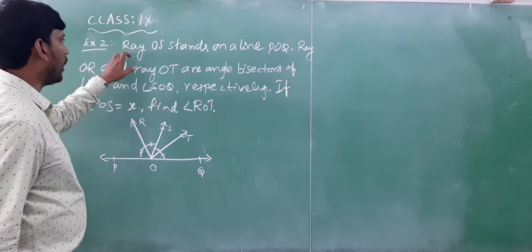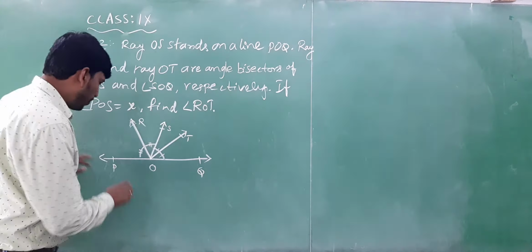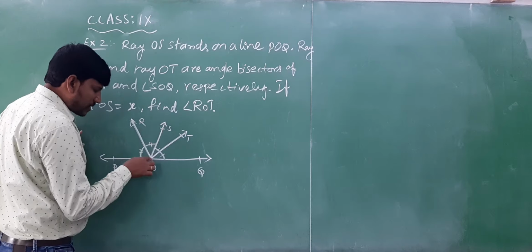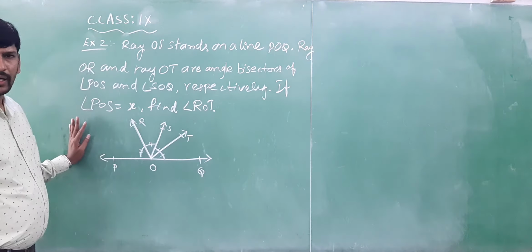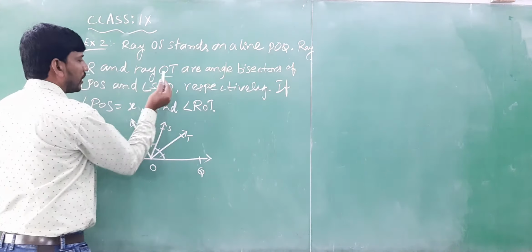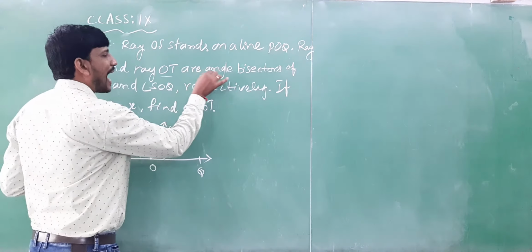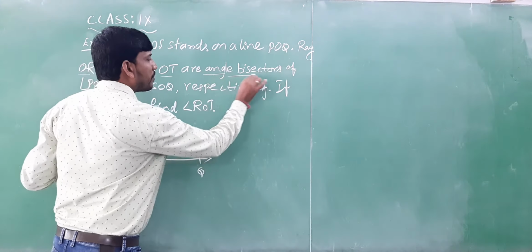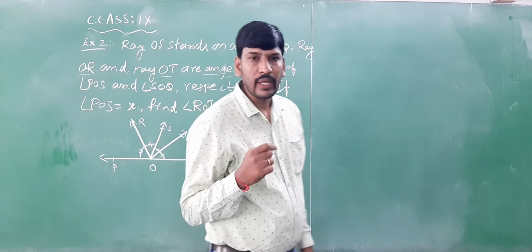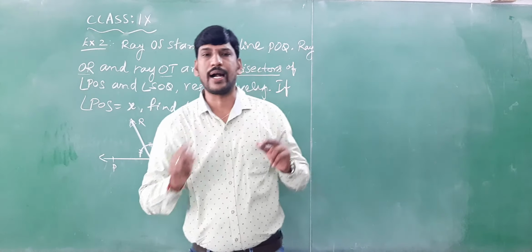Example 2. Ray OS stands on a line POQ. So POQ is a straight line. OS is a ray standing on the line POQ. There are two rays, OR and OT, that are angle bisectors. What is the meaning of angle bisector? An angle bisector means the ray divides the angle into two equal parts.